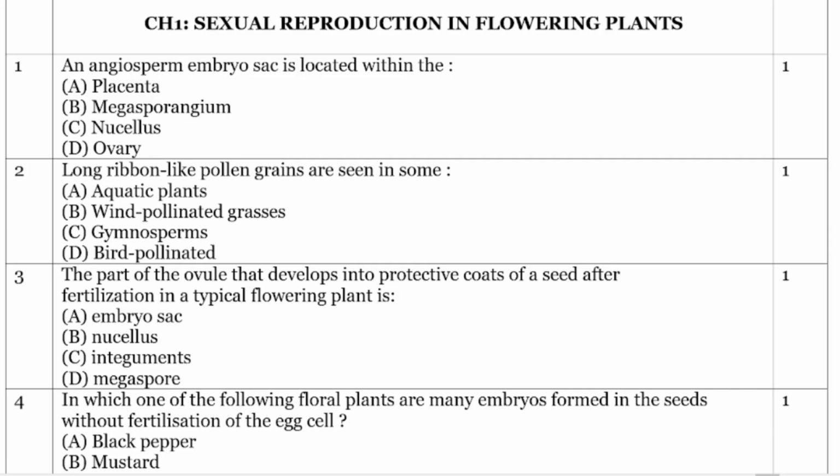Long ribbon-like pollen grains are seen in some. We know in aquatic plants, ribbon-like pollen grains facilitate the movement in the water. So option A. The part of the ovule that develops into protective coats of a seed after fertilization in a typical flowering plant is a post-fertilization event. The protective coat is nothing but the integuments. You know, the ovule has embryo sac surrounded by a little bit of nucellus. Over that there are two integuments, inner and outer integuments.